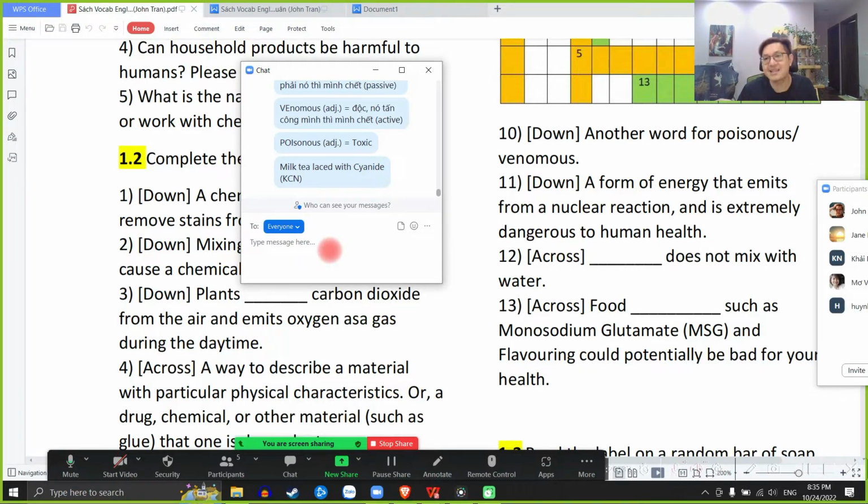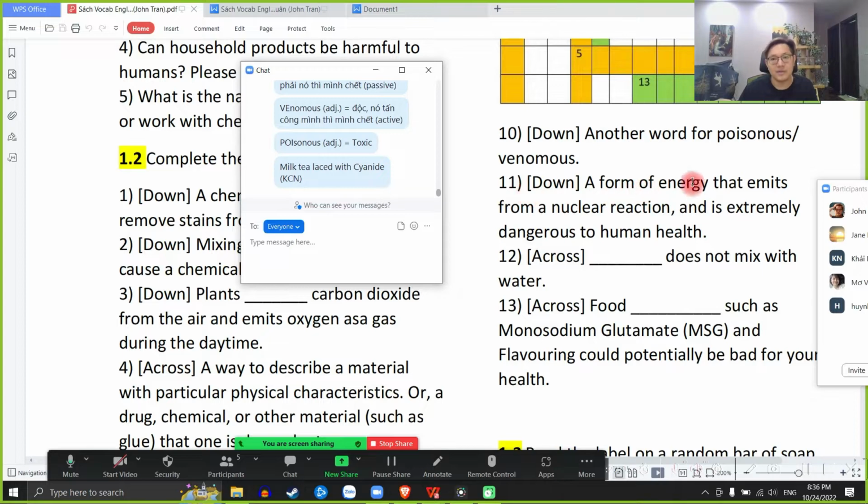That milk tea is poisonous and it's toxic. But you do not say that the milk tea is venomous, you know, because it doesn't attack you. Nó có tấn công mình đâu mà mình nói là venomous, mà nó là toxic hoặc là poisonous nha mọi người. Do you understand the difference? Yeah. Yes. Okay, good. Another word for poisonous or venomous, một cái từ khác cho hai từ này ha.